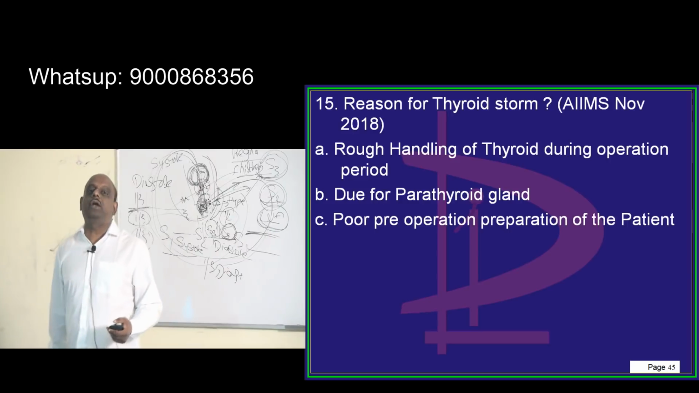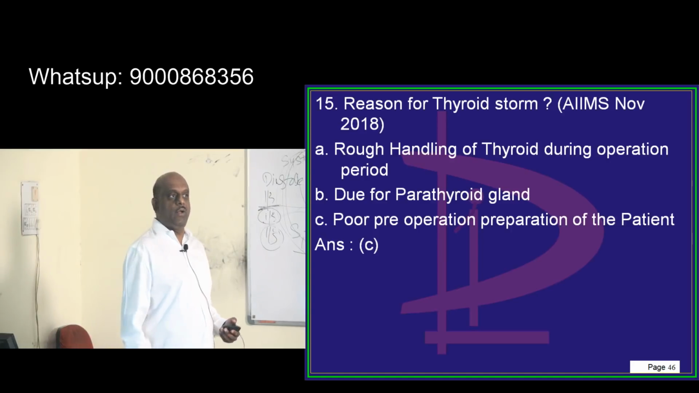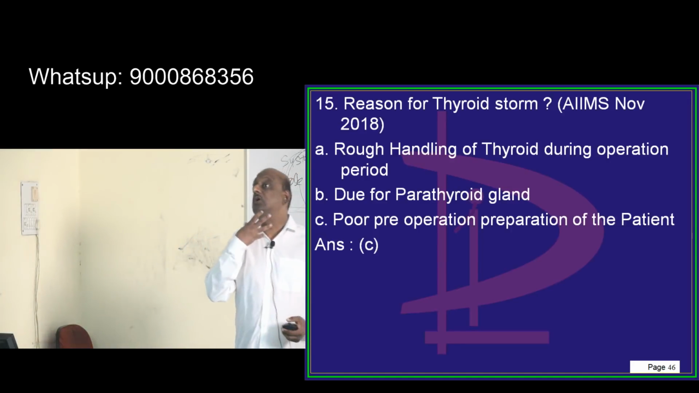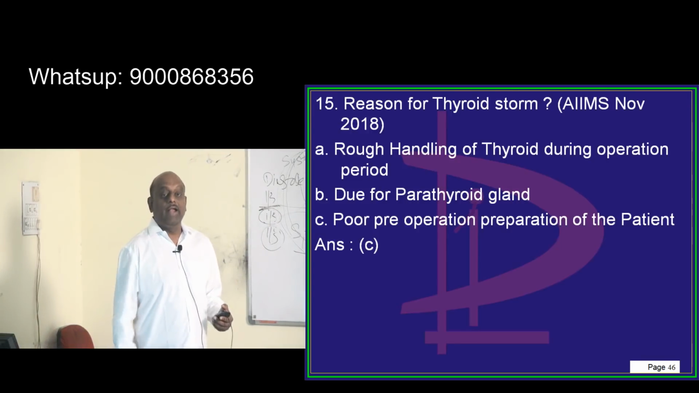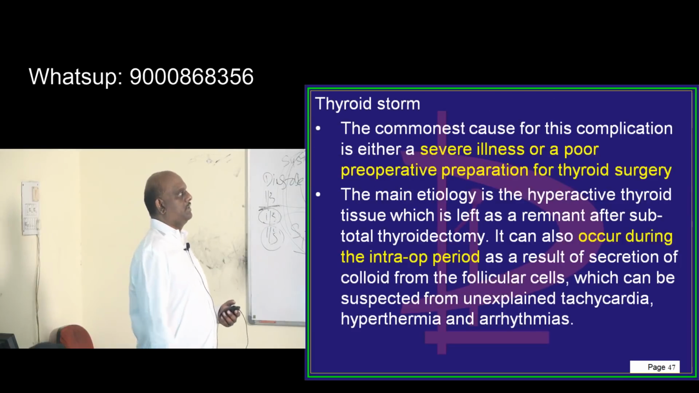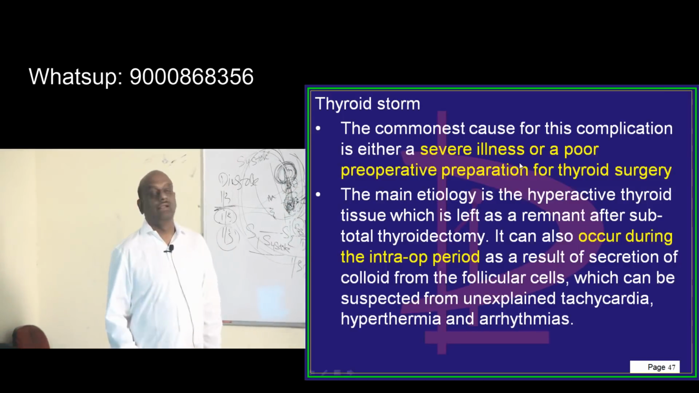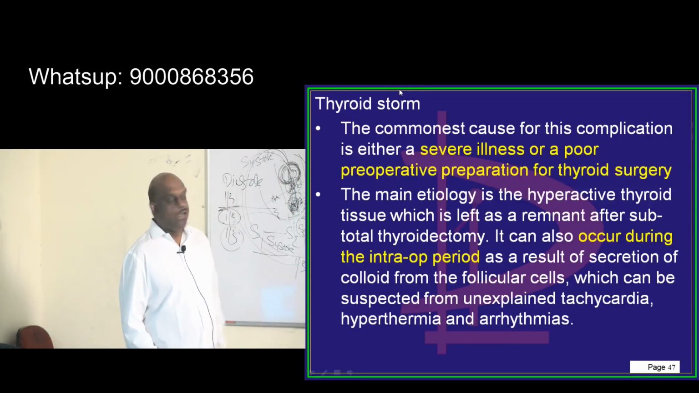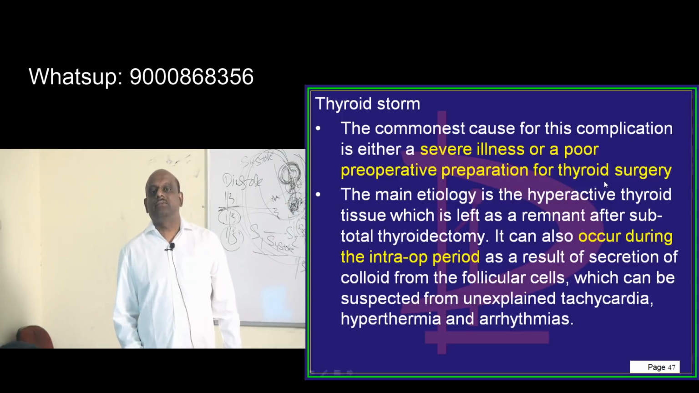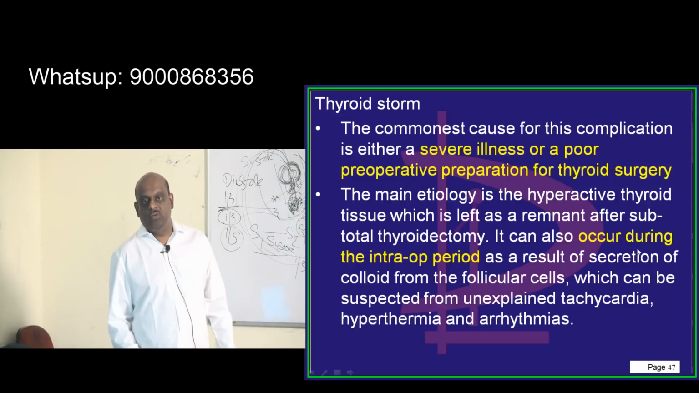What is the cause of the thyroid storm? Typically, poor preoperative preparation, radioiodine not given. You have not cooled down the thyroid sufficiently and operated on the patient, which is the underlying cause. Second thing is a severe illness. A severe illness in a hyperthyroid patient also will lead to thyroid storm. If it is a surgery-associated post-op complication, commonly it is poor pre-op preparation that you need to fundamentally remember.